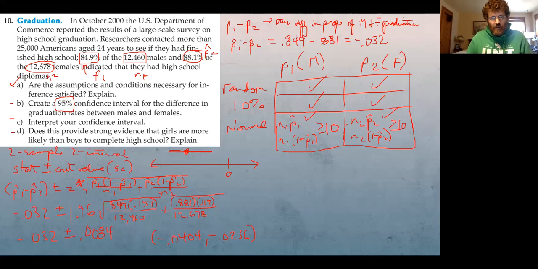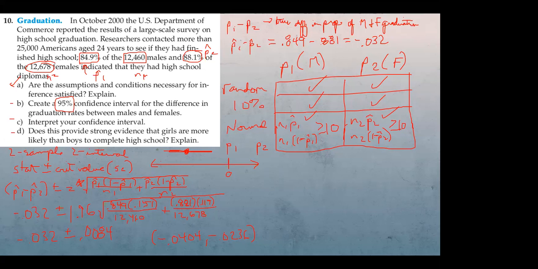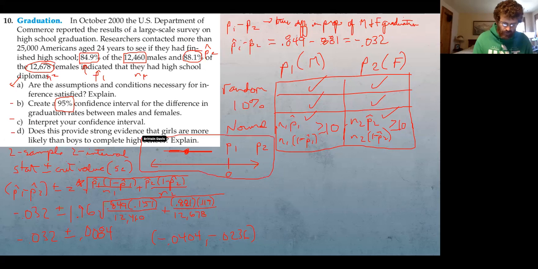So we are looking here at a situation where we can draw a conclusion. What conclusion can we draw? Which one's greater, P1 or P2? P2 is greater because it's always negative when we're subtracting. So there it is. P2 is greater than P1.